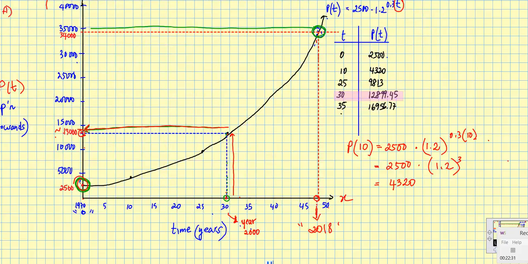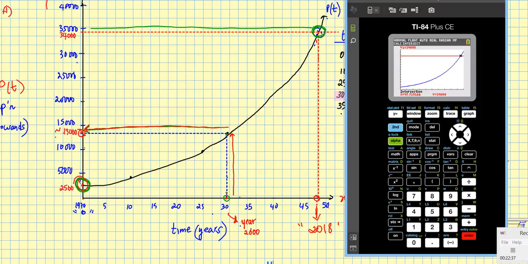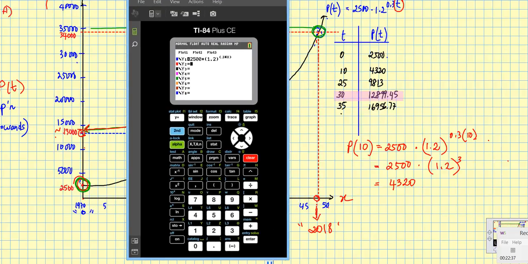Now, the other thing that I promised I would show you was, let's go back here. I'm going to remove the 34,000 from the graph. Now, what I can also do is, instead of working out the table as I did over here, you see that we have the table with 0, 10, 25, 30, and 35.